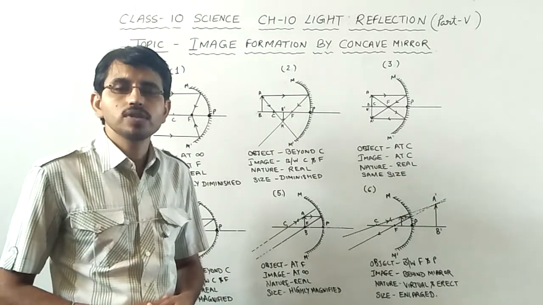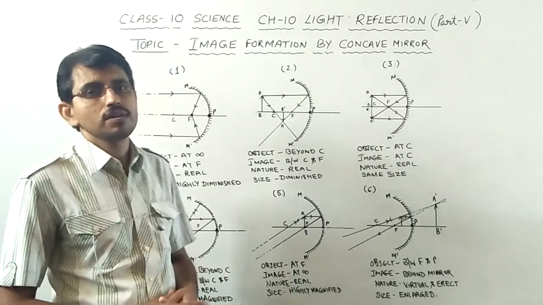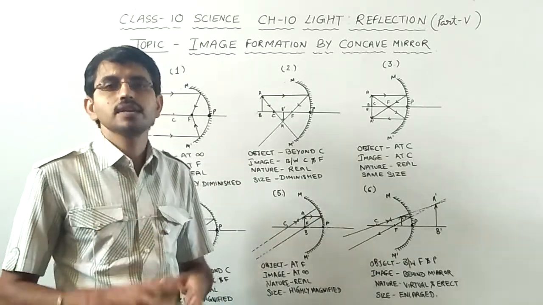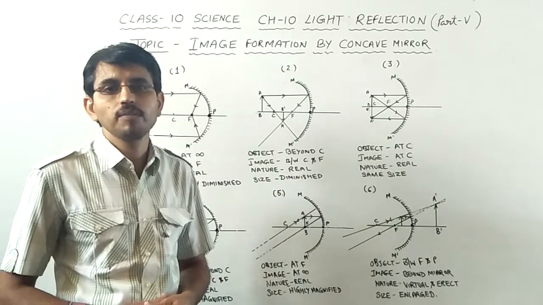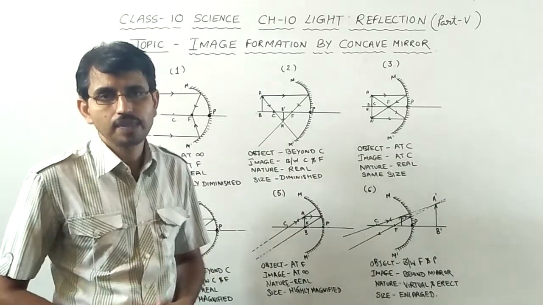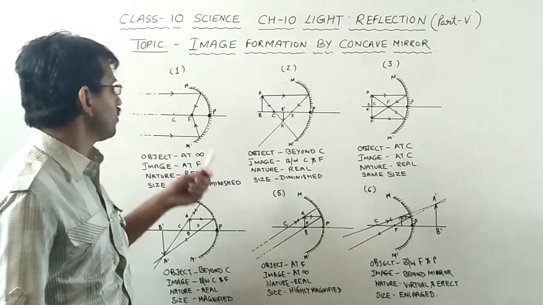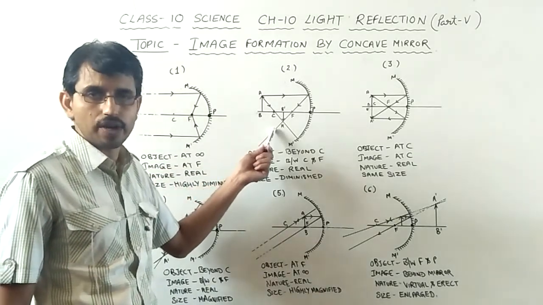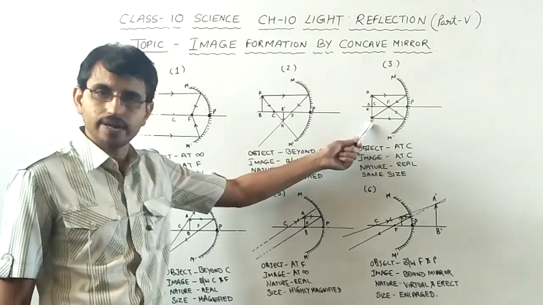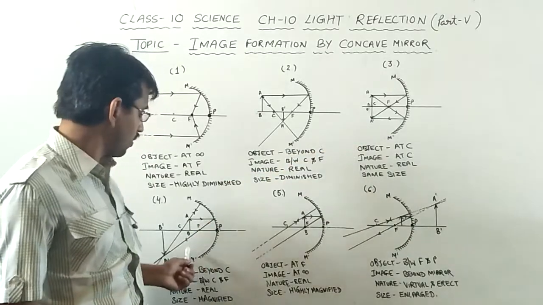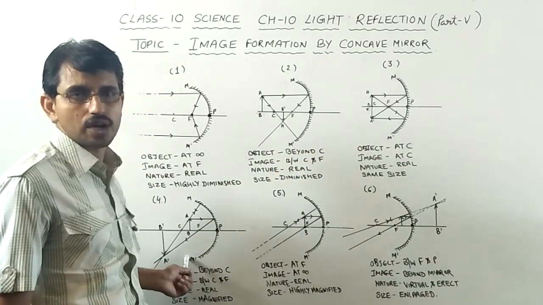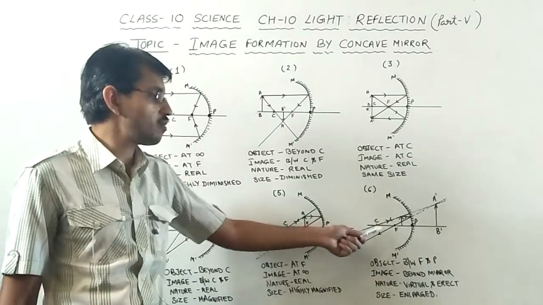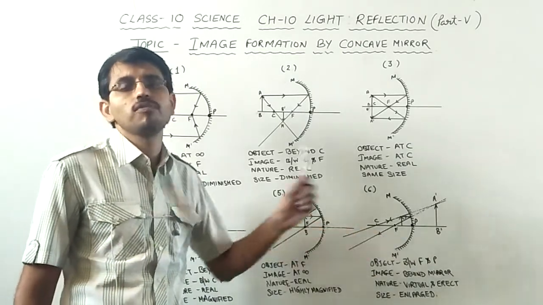First, we are talking about the image formation by concave mirror. So there are 6 cases, means there are 6 positions where the object can be placed in front of a concave mirror. Case first is when the object is at infinity, when the object is beyond center of curvature, when the object is at center of curvature, when the object is between center of curvature and focus, when the object is at F, and when the object is between focus and pole of a mirror.